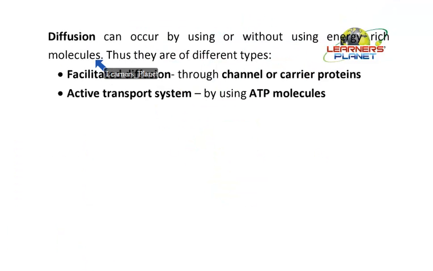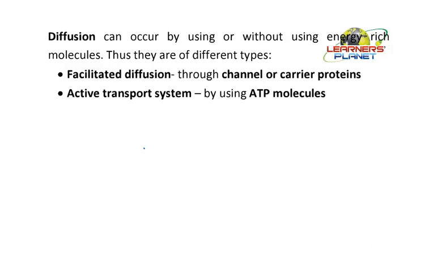Further, diffusion can actually occur in the living system in various ways. There may be a simple diffusion process, or another facilitated type of diffusion, or otherwise there is another transport system which is supported by the plasma membrane. That is the active transport system. So now let us understand these basic types of diffusion.